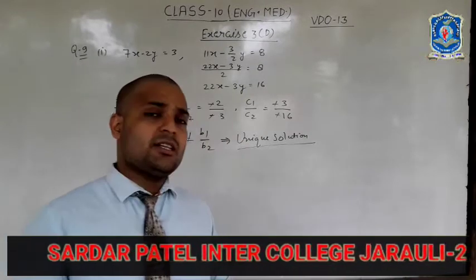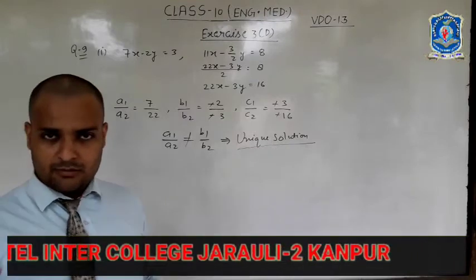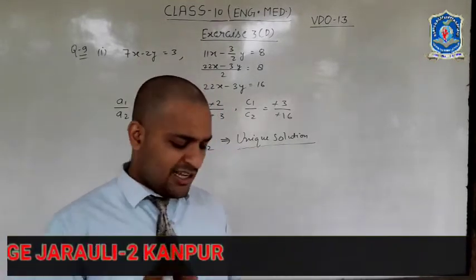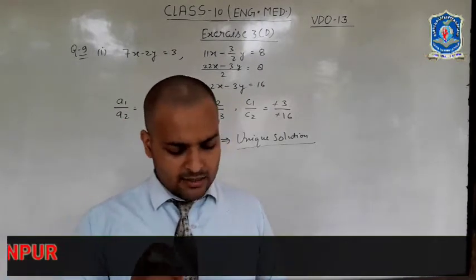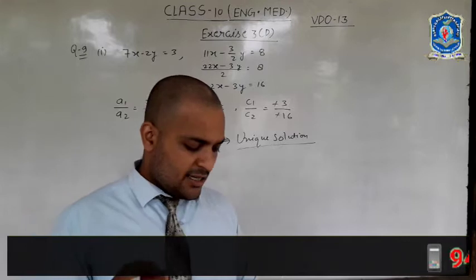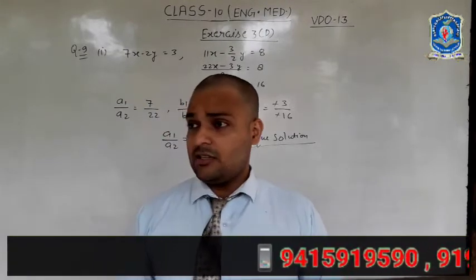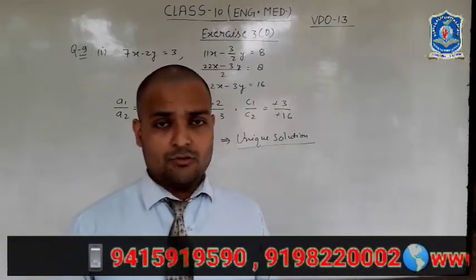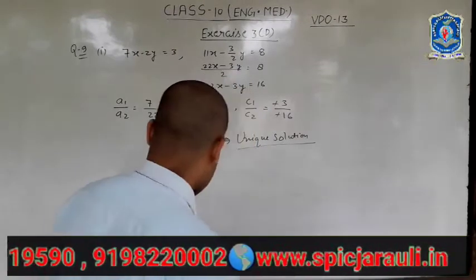That is question number 9. This was question number 1, similarly question number 2 and question number 3. If we talk about question number 10, it says: find the value of k for which the system of equations has infinitely many solutions. The condition for infinitely many solutions was a1 by a2 is equal to b1 upon b2 is equal to c1 upon c2. Simple question, I am telling you.